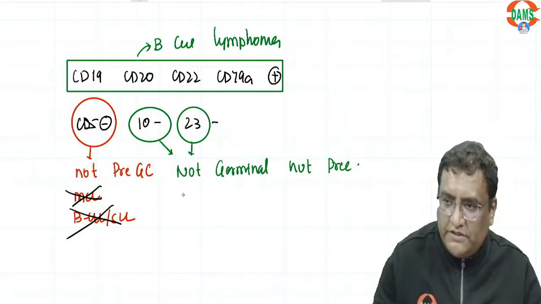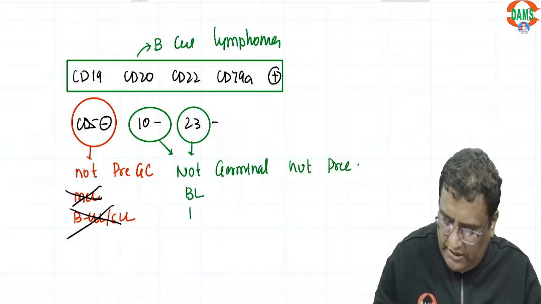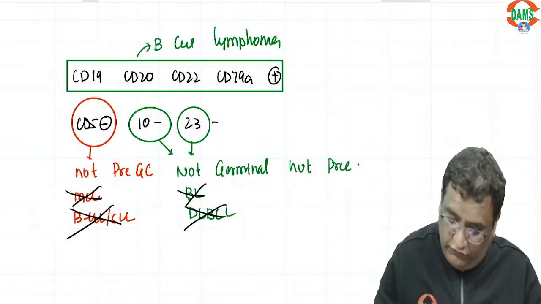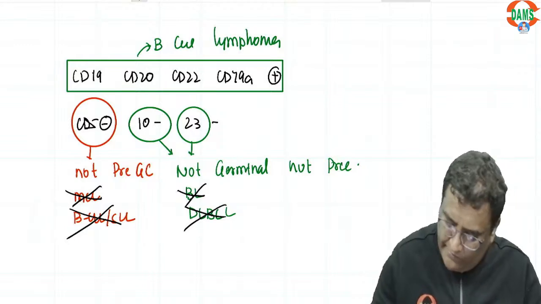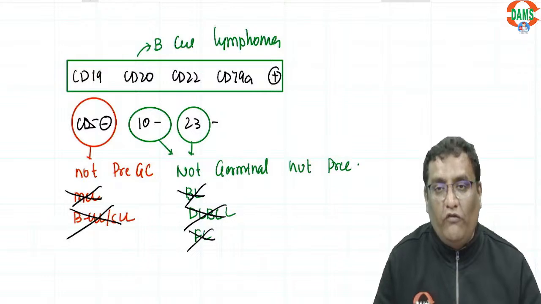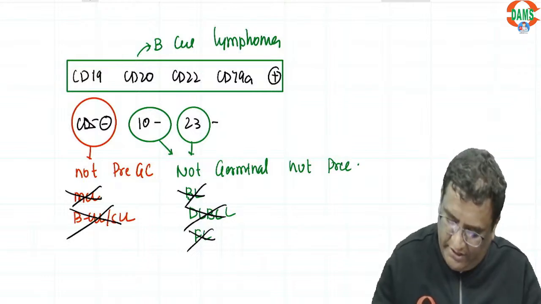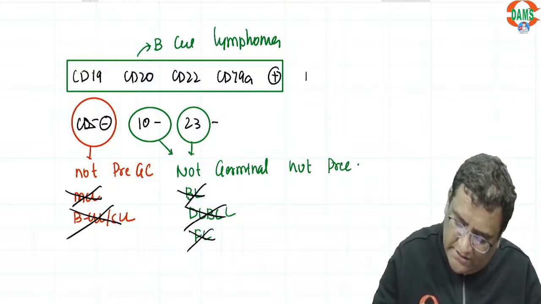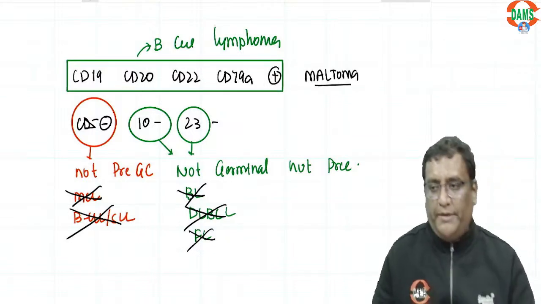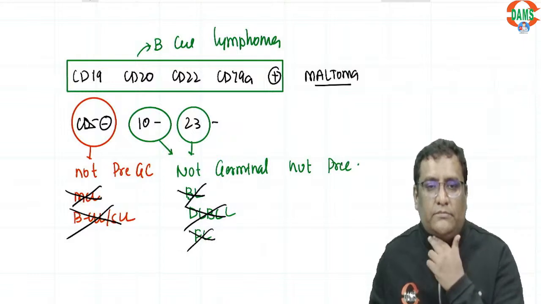So your options were Burkitt lymphoma and diffuse large B cell lymphoma. Both of them are ruled out, and even follicular lymphoma. All these three are germinal center, so they are ruled out. Very good. Answer, easy one. The answer is maltoma. This is a maltoma.